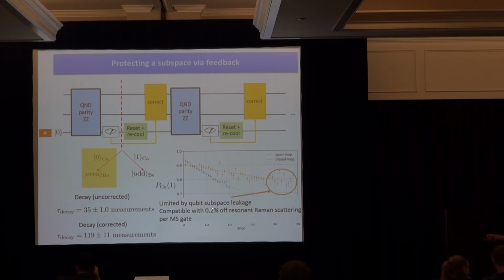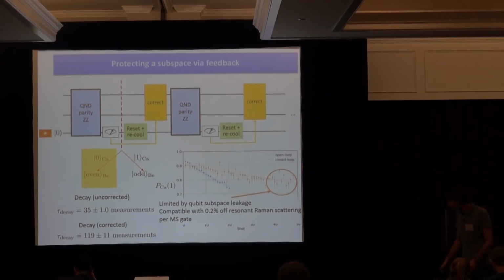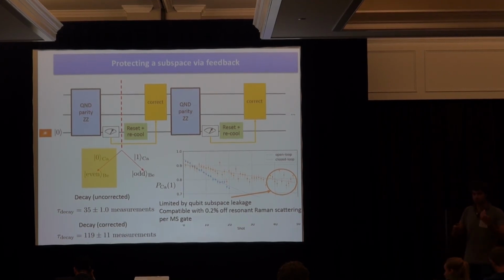This is a 0.2% of resonant Raman scattering per cycle, not per MS gate. So this is our intrinsic limitation, but we can potentially reduce that by increasing the detuning of our Raman transitions.